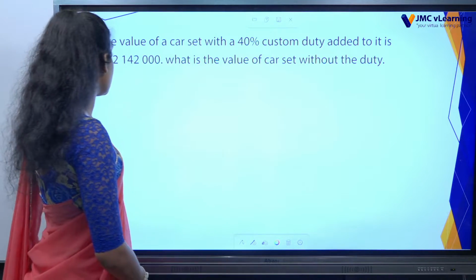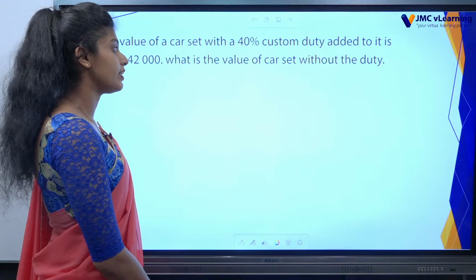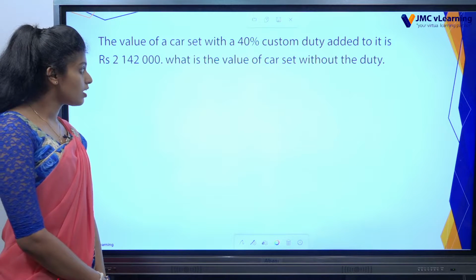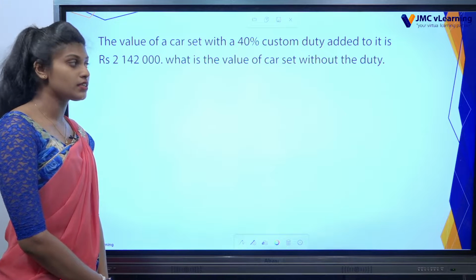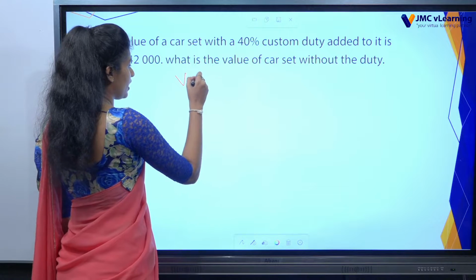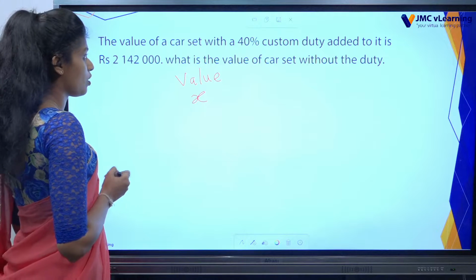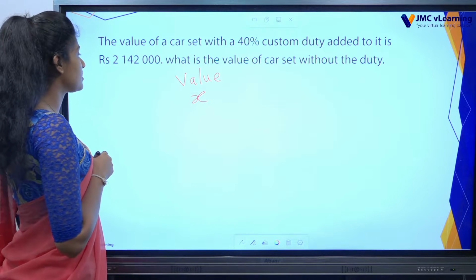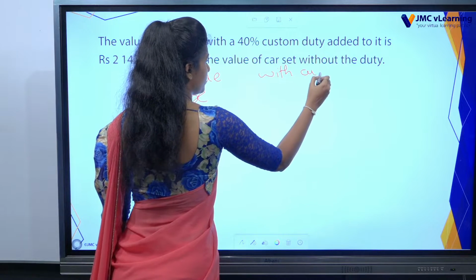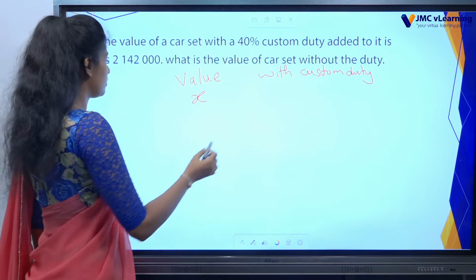The next example is the value of a car set with a 40% custom duty added to it is 2,142,000. What is the value of the car set without the duty? Then let's find the value. Take the value as X. With the custom duty, what is the value of this car? With custom duty. How much is the car?